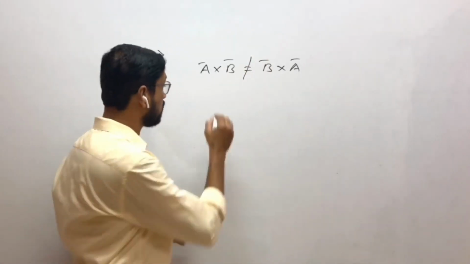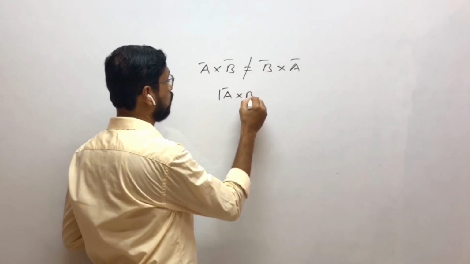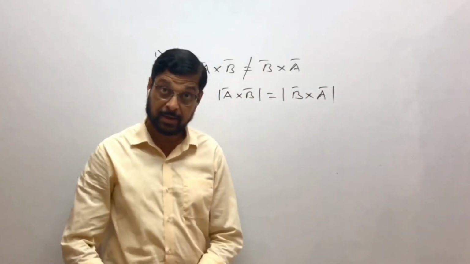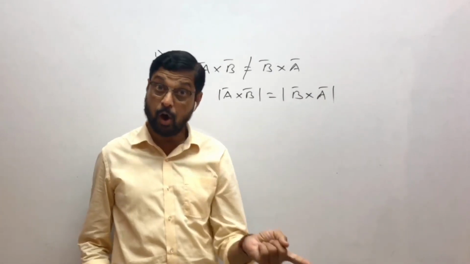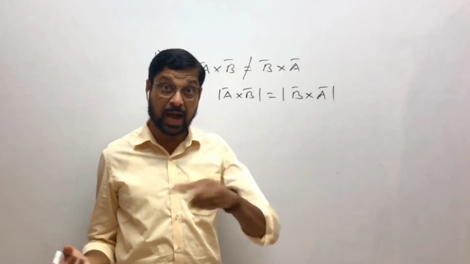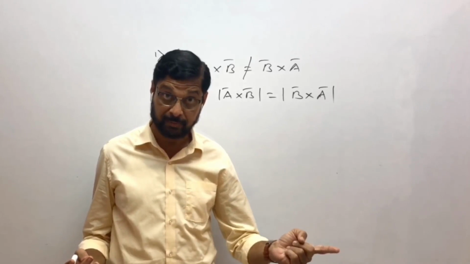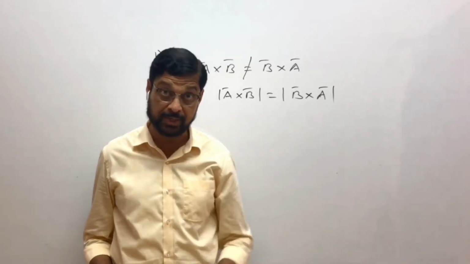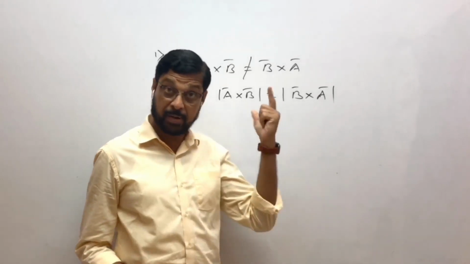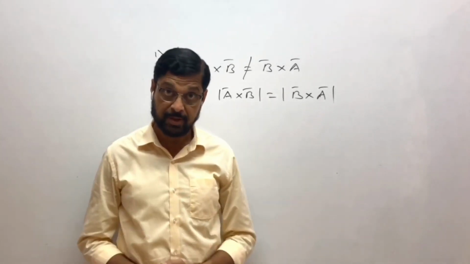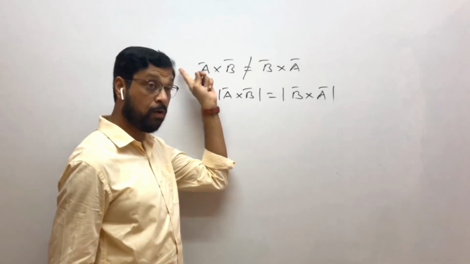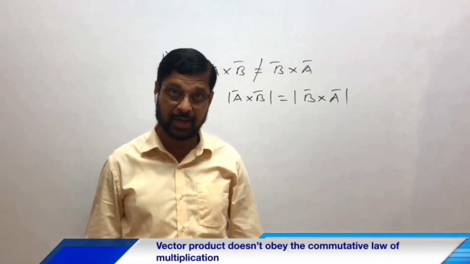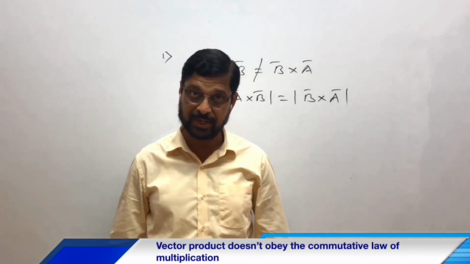Magnitude of A cross B is equal to magnitude of B cross A. But their directions are opposite. Means the vectors are negative vectors of each other. A cross B and B cross A, they are negative vectors of each other. Their magnitudes are same, but their directions are not same. Means first characteristic of vector product will be the cross product doesn't obey the commutative law of multiplication.